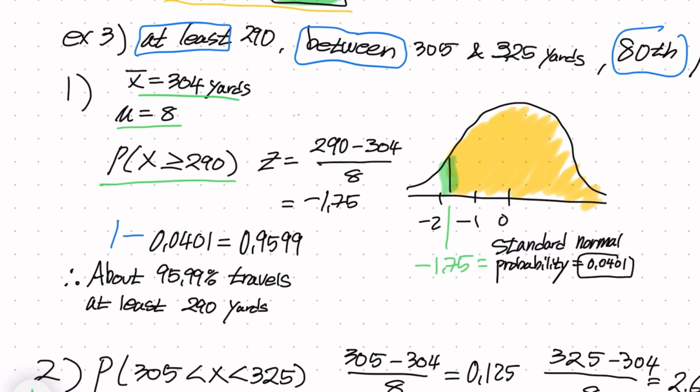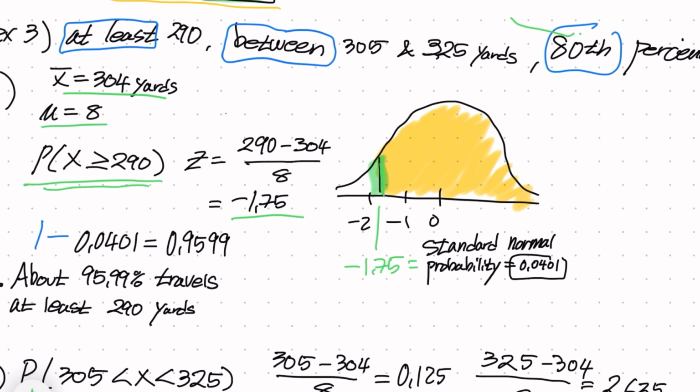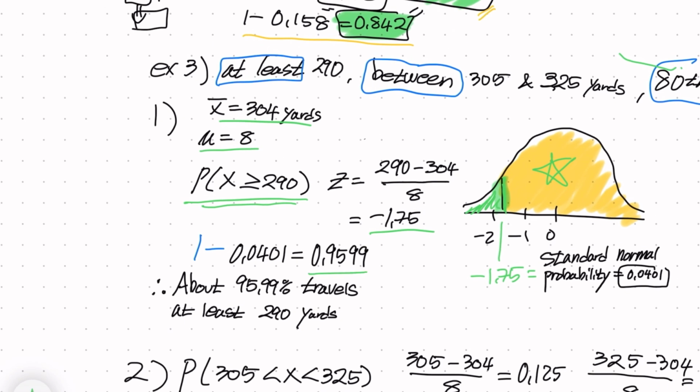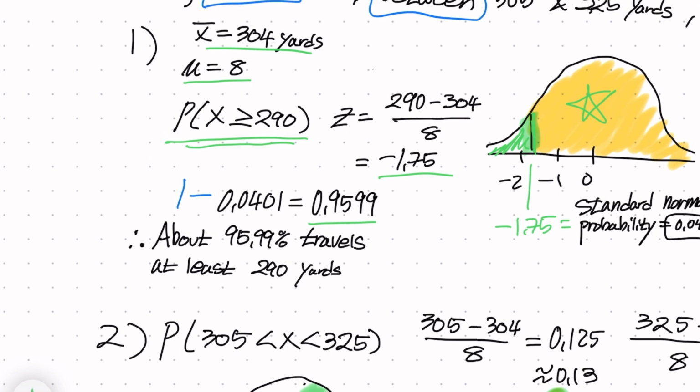So if I set an equation like this, at least 290 yards, my graph would look like this. And if I find the z-score, it will equal negative 1.75. If I draw that in a normal curve, it will look like this, right? And if I change it to a standard normal probability, it will be 0.04101. However, that 0.04 is talking about this area. We want to know this yellow area. Therefore, I would subtract it from 1 and get 95.99. So about 95.99% of drives travel at least 290 yards. It's important to multiply by 100.